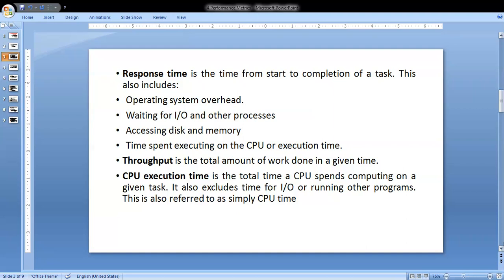Next one is CPU execution time, which is the total time a CPU spends computing on a given particular task. It also includes the time for input output operations, peripheral devices, and how long it has taken to run some other programs after finishing the currently assigned programs. You can simply say this is the CPU time, the central processing unit execution time.